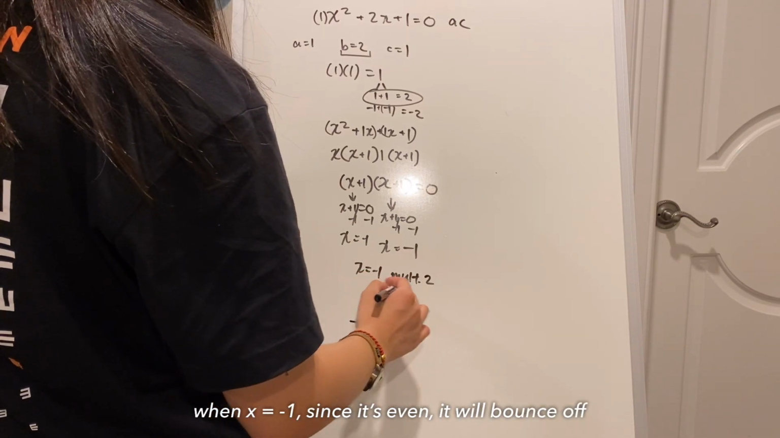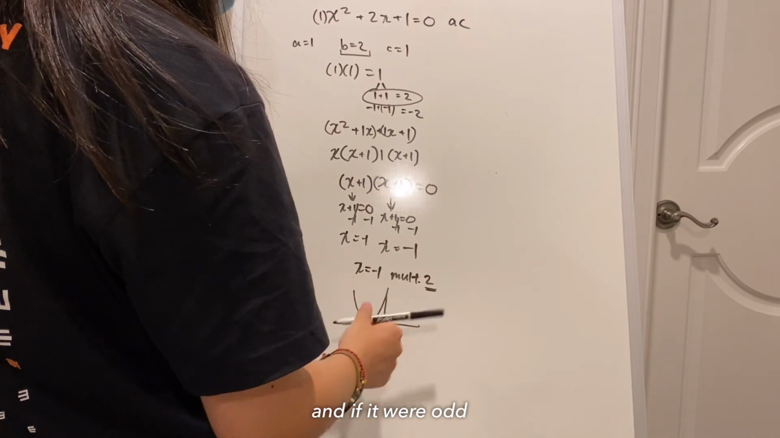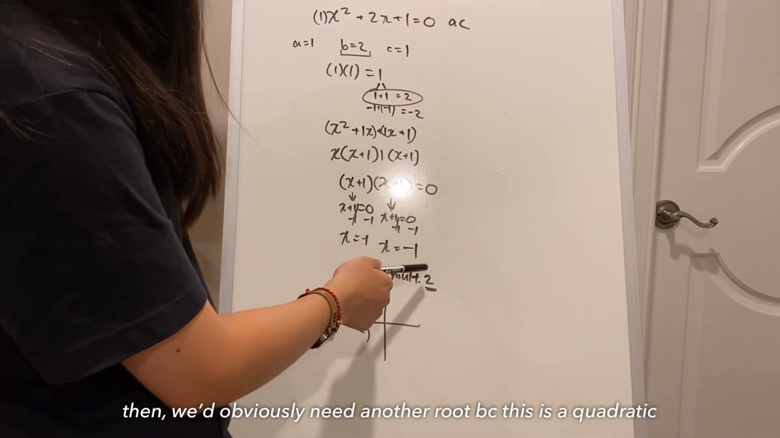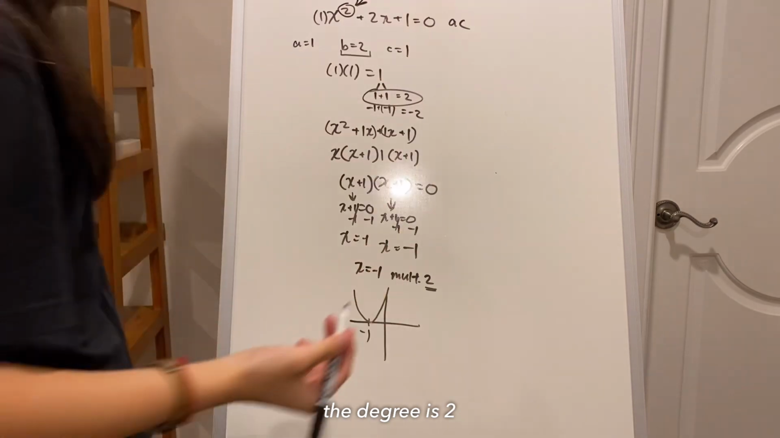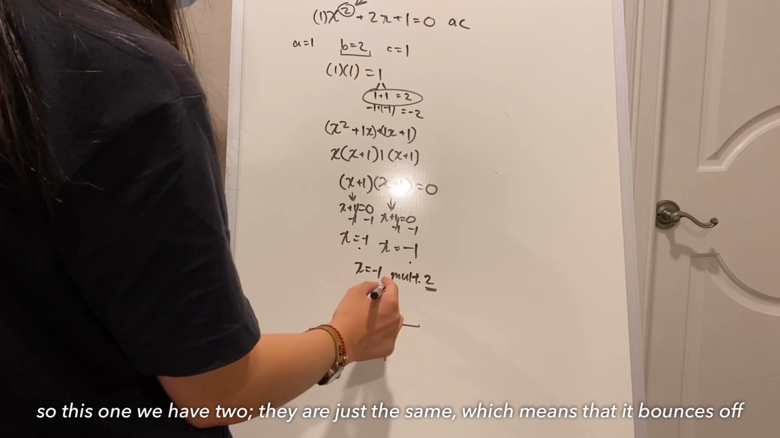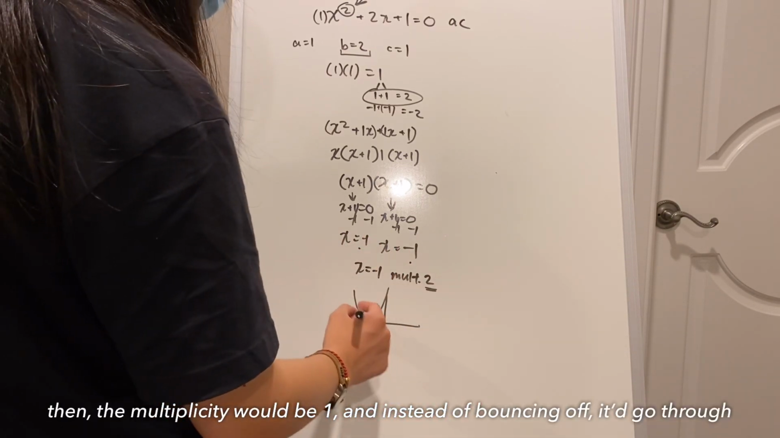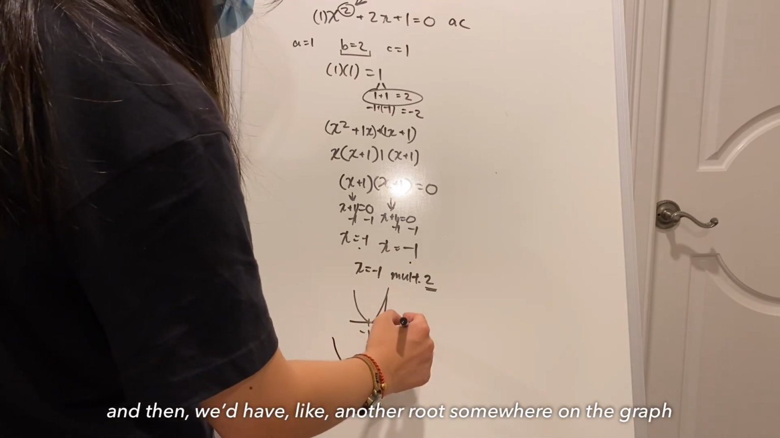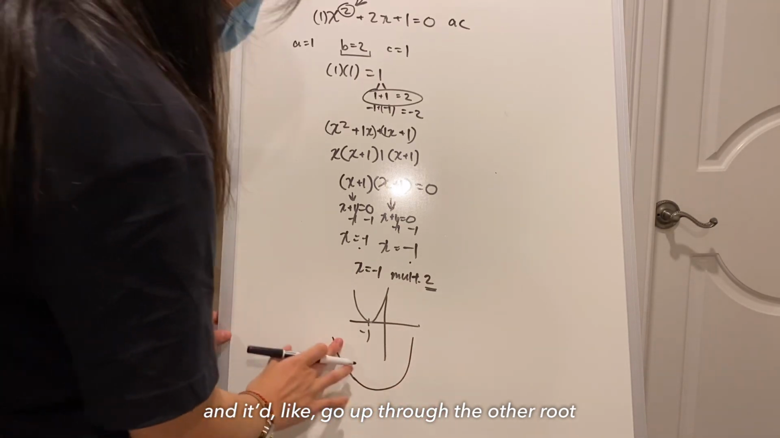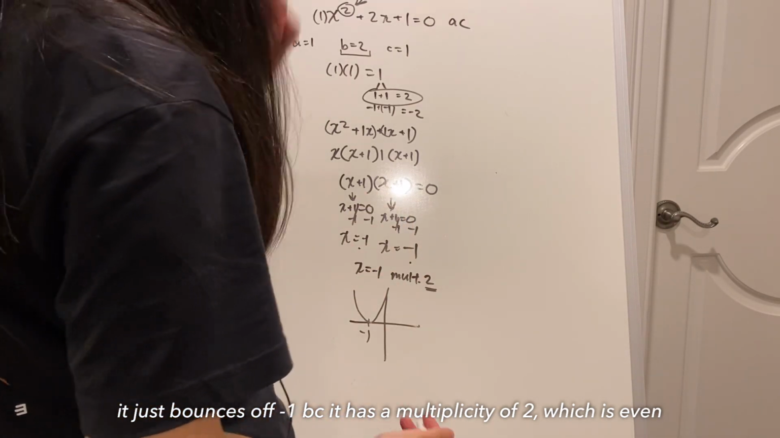when x equals negative 1, since it's even, it will bounce off. And if it were odd, like if there's just one negative 1, then we obviously need another root because this is quadratic. The degree is 2, which means that we have 2 roots. So this one we have 2. They're just the same, which means that it bounces off. But if we only had one of these, then the multiplicity would be 1, and instead of bouncing off, it would go through, and then we'd have another root somewhere on the graph, and it'd go up through the other root. But since it's at negative 1, it just bounces off negative 1 because it has a multiplicity of 2, which is even.